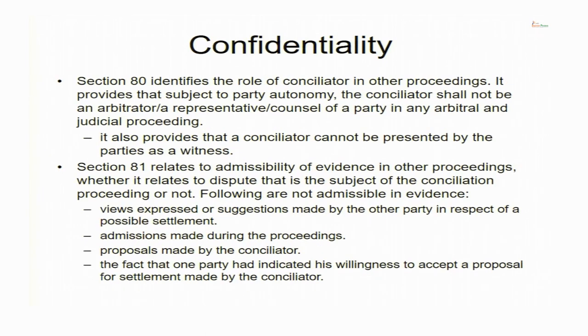Section 80 and 81 also relate to confidentiality. Section 80 identifies the role of the conciliator in other proceedings. It provides that, subject to party autonomy, the conciliator shall not be an arbitrator, a representative, or a counsel of a party in any arbitral or judicial proceeding. So a conciliator cannot be an arbitrator between the same parties. He cannot be a representative of one of the parties. He cannot act as a counsel of one of the parties in any arbitral process or in any judicial proceeding.